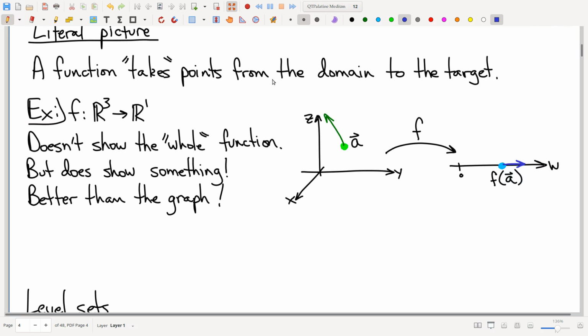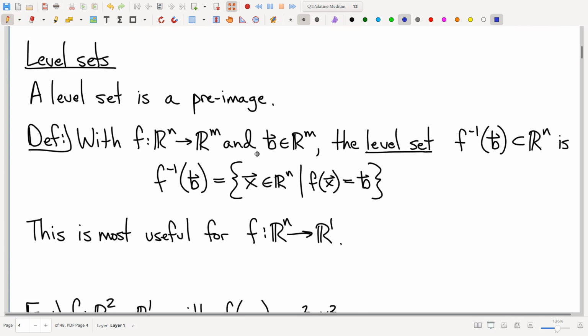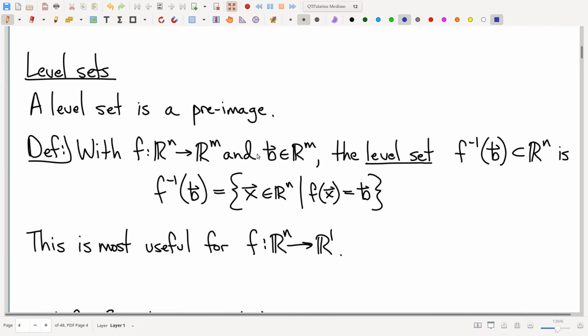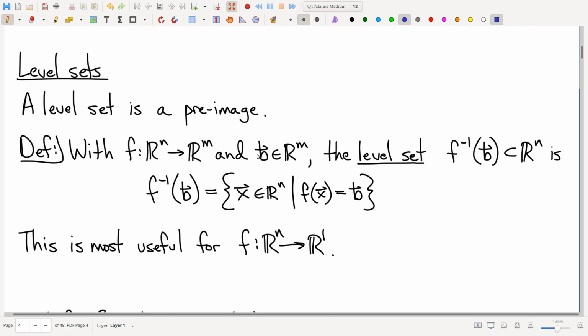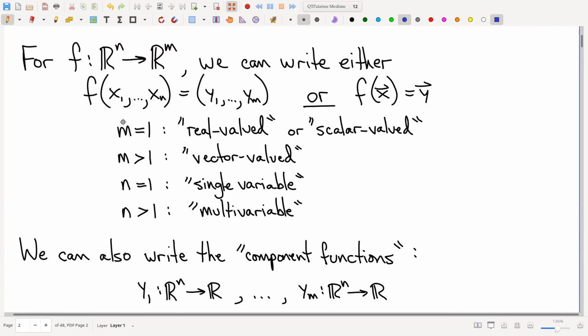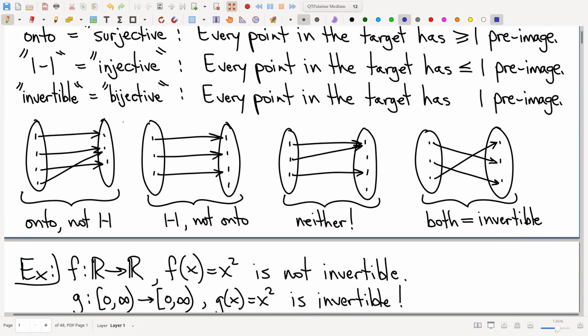All right. So next thing, let's talk about level sets. It's another kind of picture that we draw. Level sets are pre-images. Remember we talked about pre-images previously. Given an output, what's the corresponding input? Or quite possibly, given an output, there might be several inputs.